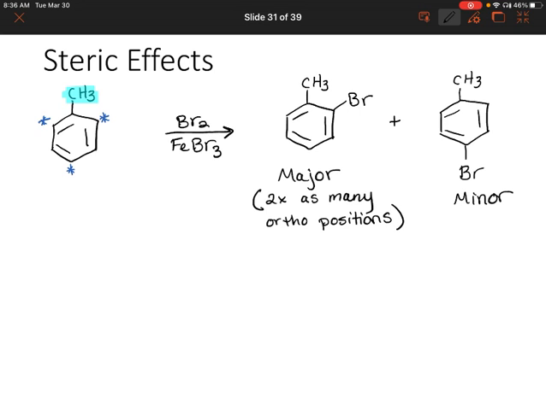So the ortho product will be the major product here, and the minor product is the para product. Okay, what if our methyl group is actually a tert-butyl group, so it's quite large and takes up way more space? So I'll try to draw it big so it looks as large as it should be. And let's try to add bromine again.